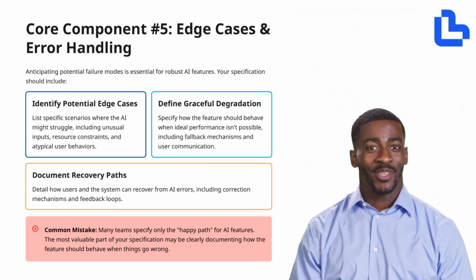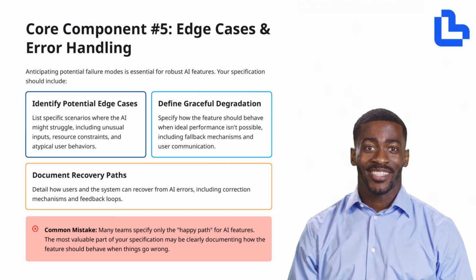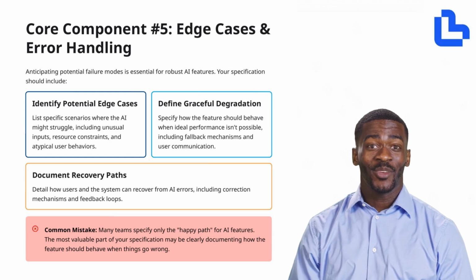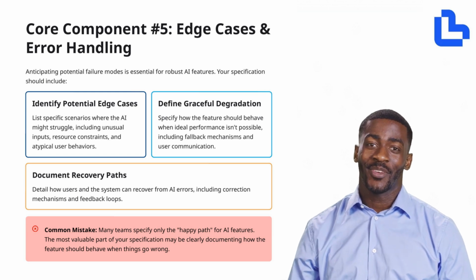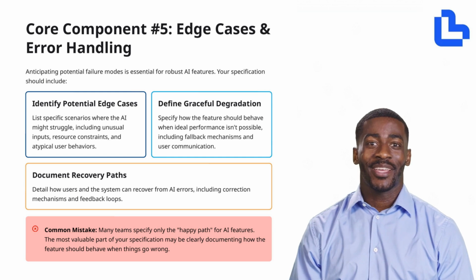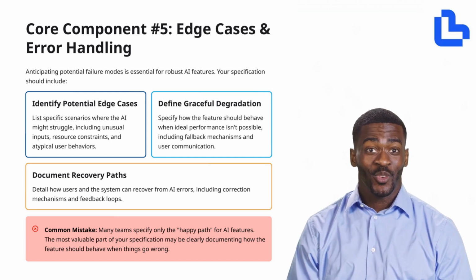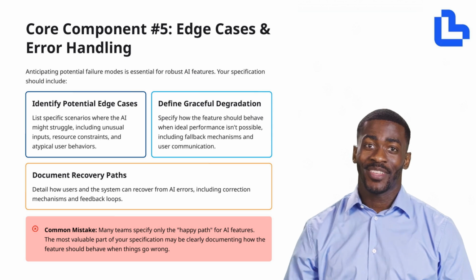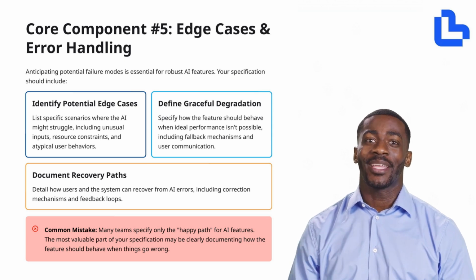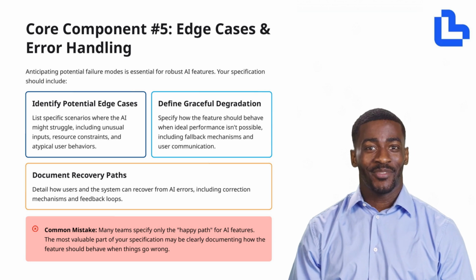Users behave unpredictably, data can be incomplete, and systems can fail. Your spec needs to account for all of it. Start by identifying potential edge cases. These are scenarios where the AI might struggle, unusual inputs, resource constraints, or atypical user behaviors. Be specific. Don't just say low data quality, describe what that looks like and how it affects the feature.